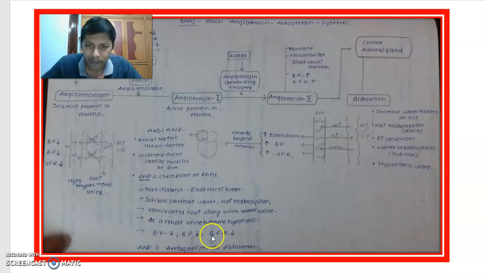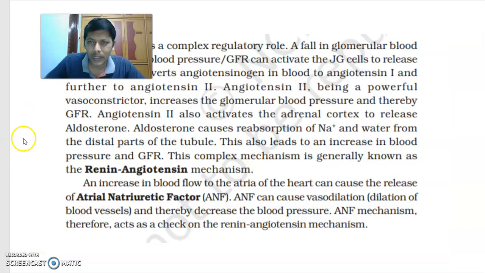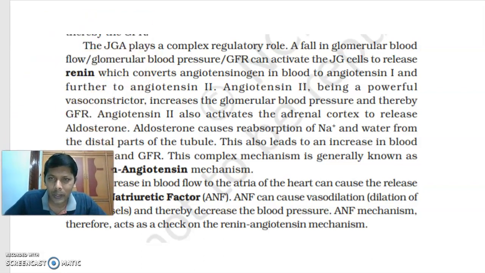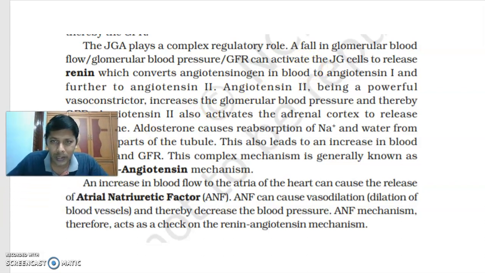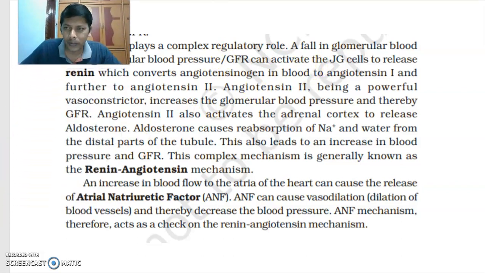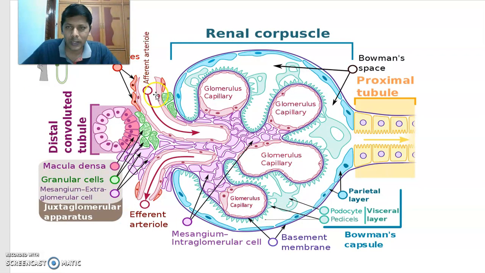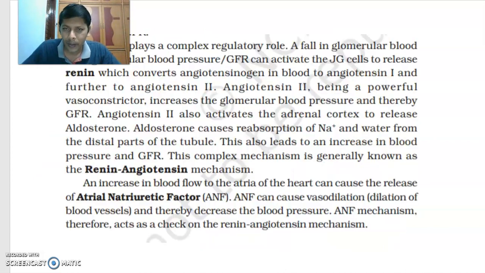ANP is antagonistic to aldosterone. That's about this RAS, the renin angiotensin aldosterone system. Now let us see what is given in our NCERT textbook. JGA plays a complex regulatory role. A fall in glomerular blood flow, glomerular filtration rate or glomerular blood pressure can activate the JG cells. JG cells are present in the afferent arteriole, and they are activated.